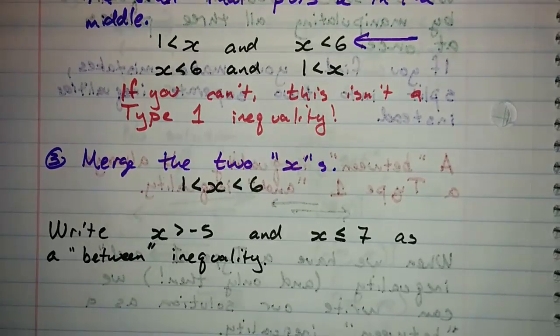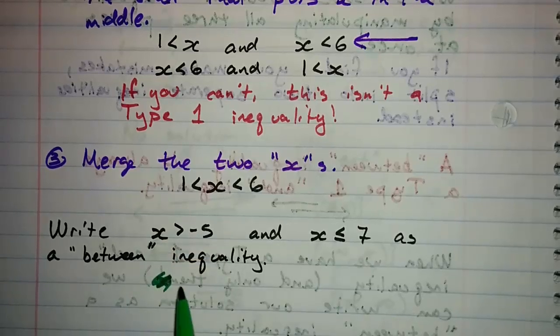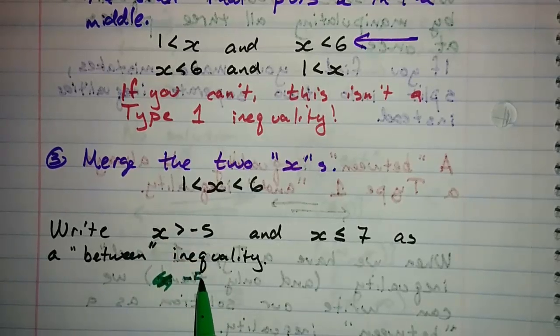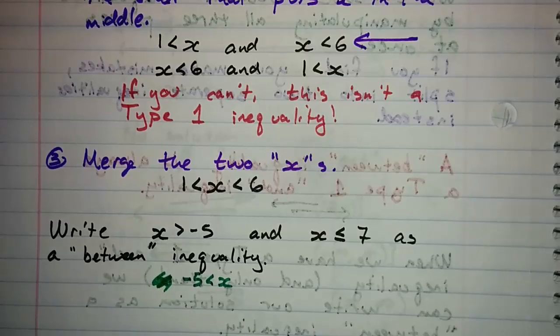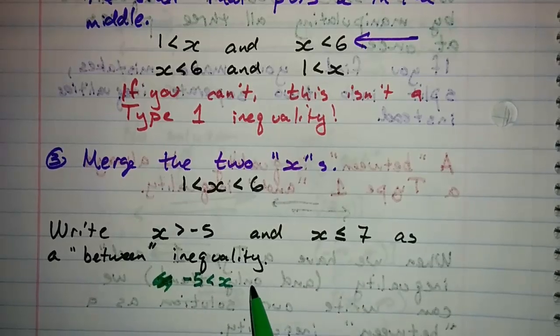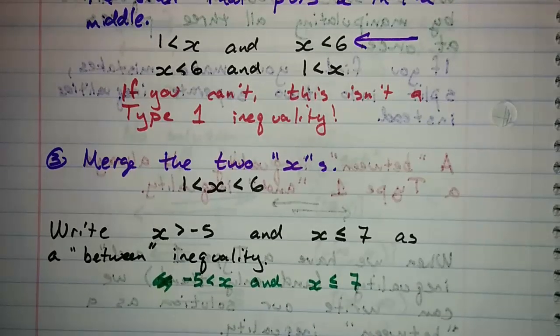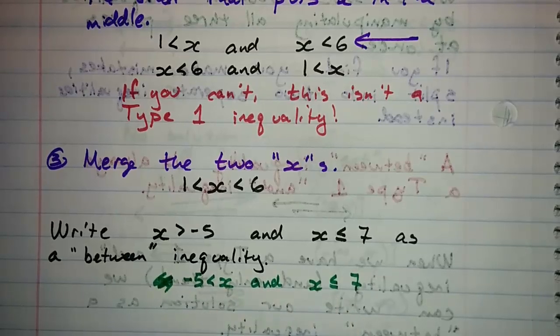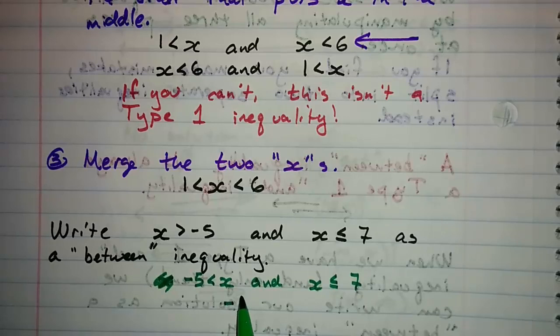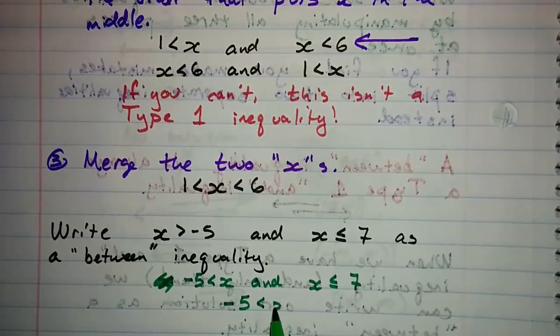All right, first I'm going to write them both as less than. Instead of x is greater than -5, I'm going to write -5 is less than x. This one is already less than: x is less than or equal to 7. Right. These are already in the order where x is in the middle. So I just have -5 is less than x is less than or equal to 7.